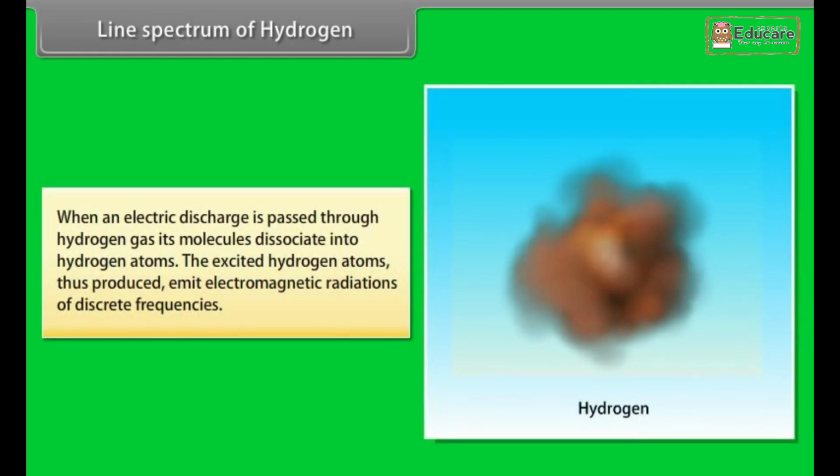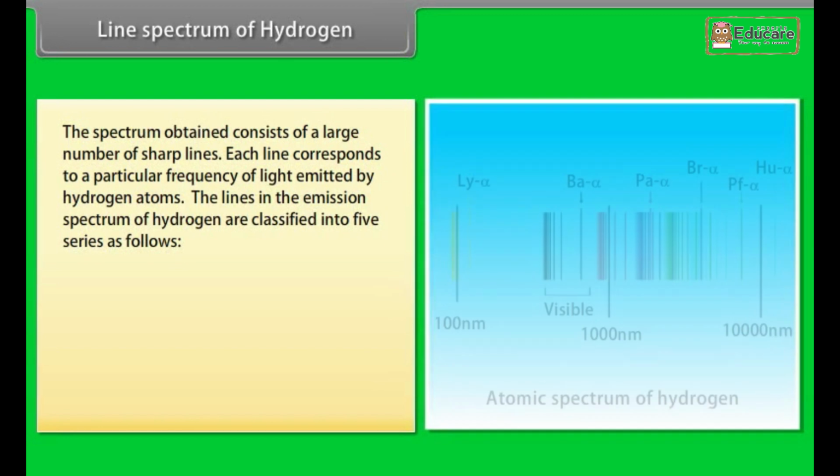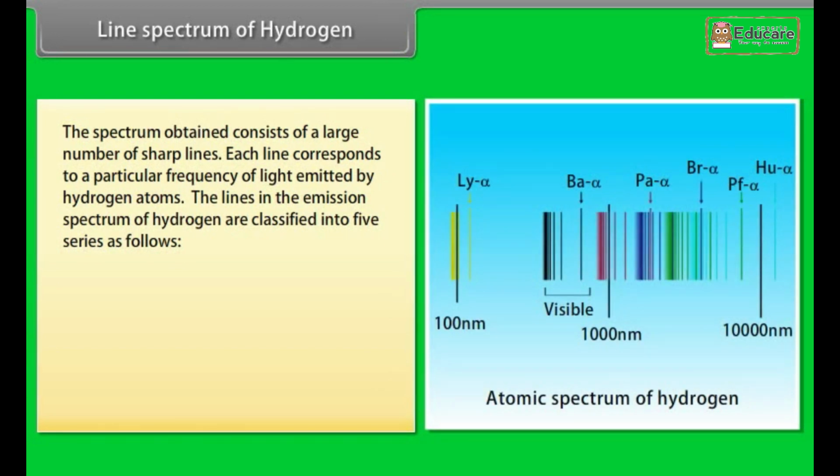When an electric discharge is passed through hydrogen gas, its molecules dissociate into hydrogen atoms. The excited hydrogen atoms, thus produced, emit electromagnetic radiations of discrete frequencies. The spectrum obtained consists of a large number of sharp lines. Each line corresponds to a particular frequency of light emitted by hydrogen atoms. The lines in the emission spectrum of hydrogen are classified into 5 series as follows.